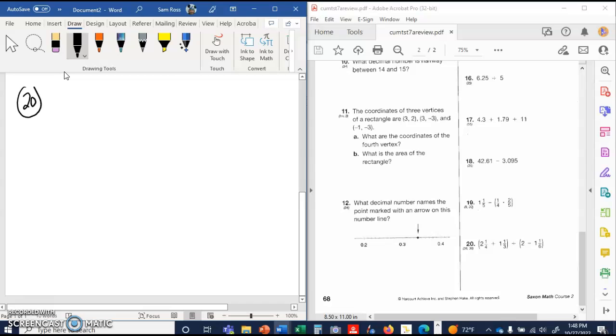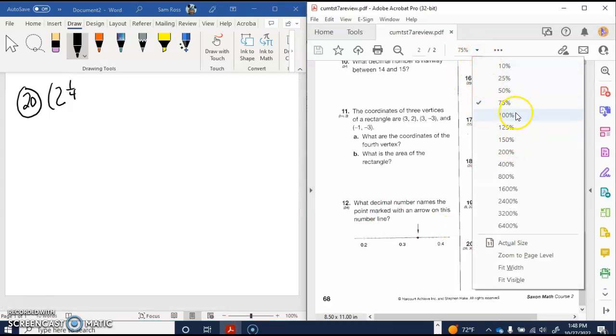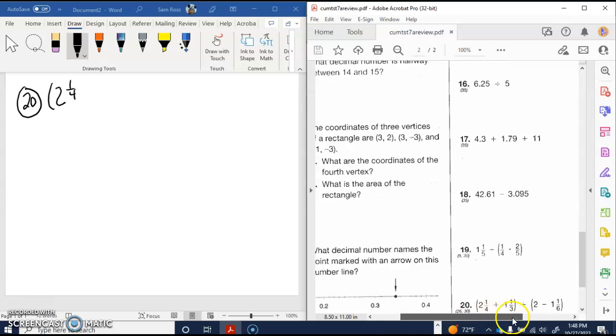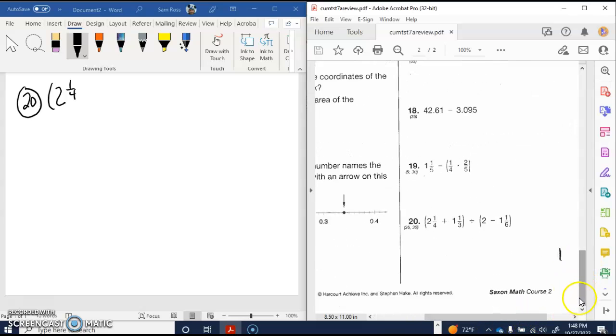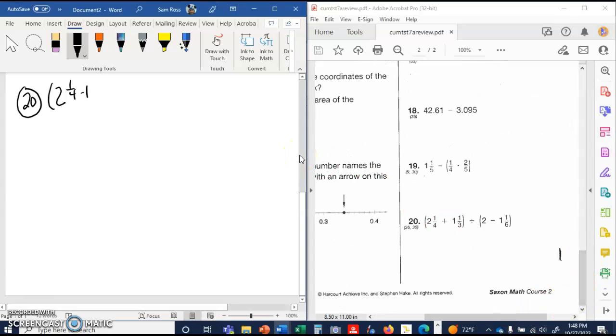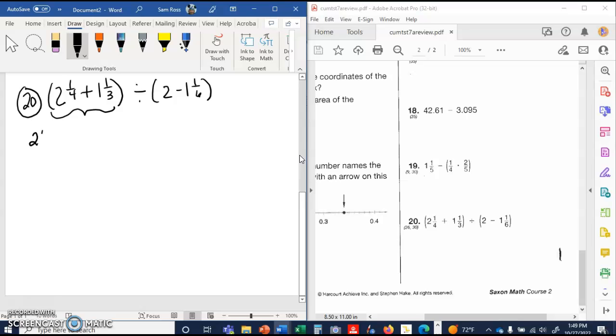So 20. So we have 2 and 1/4. Hold on. I need to see if it's divided. Oh, it's plus. Okay, so plus 1 and 1/3. This is divided by 2 minus 1 and 1/6. Okay, so we're going to have to do what's in the parentheses first. 2 and 1/4 plus 1 and 1/3.